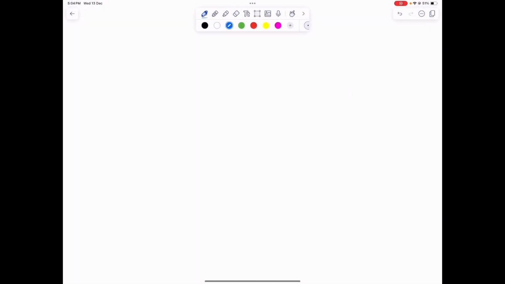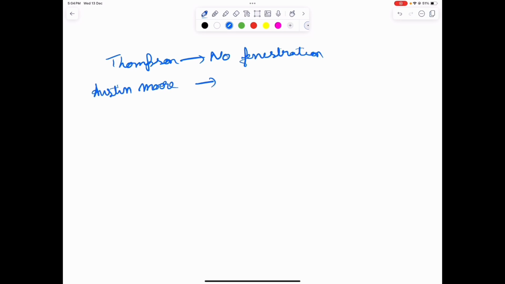Now we come on towards the orthoplasty. We have to remember that in Thompson there is no fenestration, but in Austin Moore there are two fenestrations.